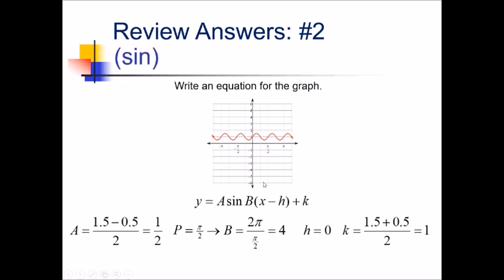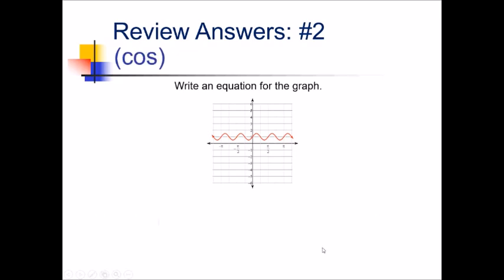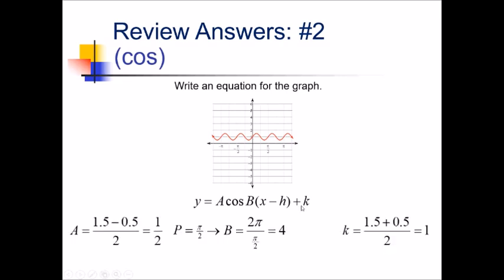All right, plugging all that stuff in, we have y equals our a value of 1/2 times sine of 4, that's our b value, and we have x minus 0. So we can write that, or we can just write x, and that's fine, plus my k value of 1. Now, if I want to do all this again using cosine instead of sine, the a, the b, and the k are all going to be the same, so all those calculations are exactly the same.